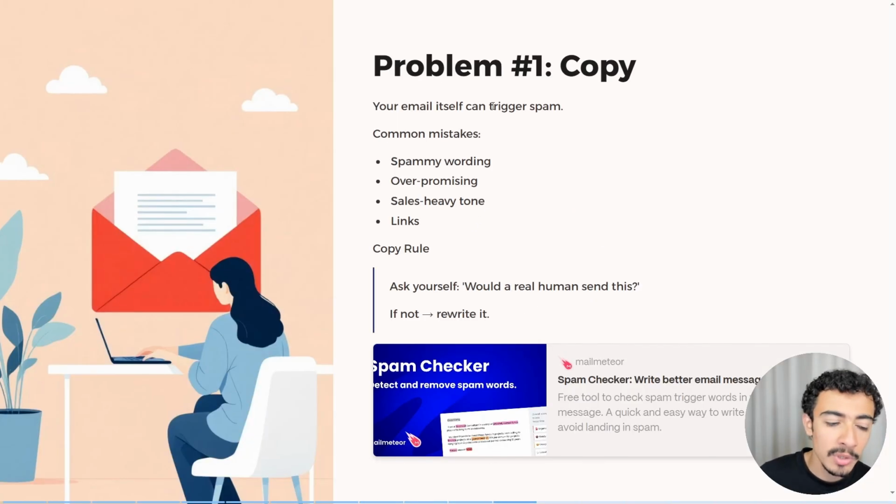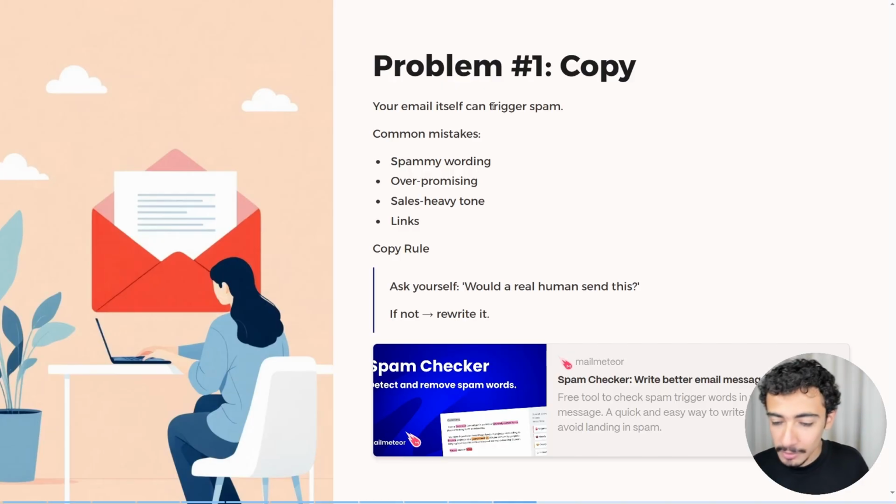So up until this point, I've talked about the signals, how you can identify whether or not you have a deliverability issue. I now want to talk about the actual problems. So what specifically in the cold email system is causing you to have this deliverability issue? It could be the first problem here, which is the copy. Your email itself can actually trigger spam.